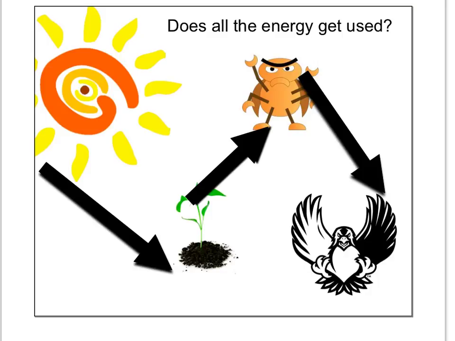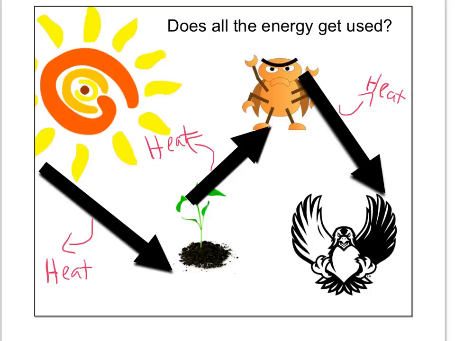A question that should be asked is, does all of the energy from the sun get used? And the answer is absolutely not. Each time the energy is transferred from one thing to another, large amounts of that energy are lost. About 90% of the energy is lost in the form of heat. So the next consumer in line only receives about 10% of the original energy.